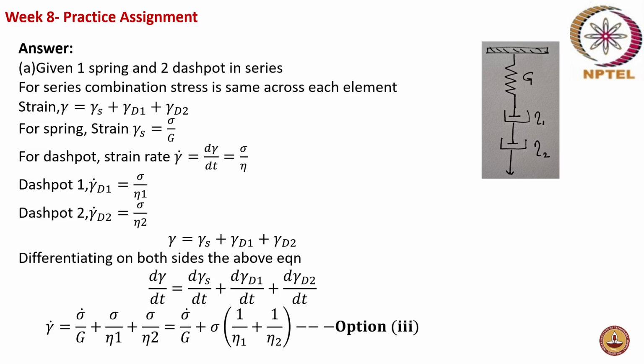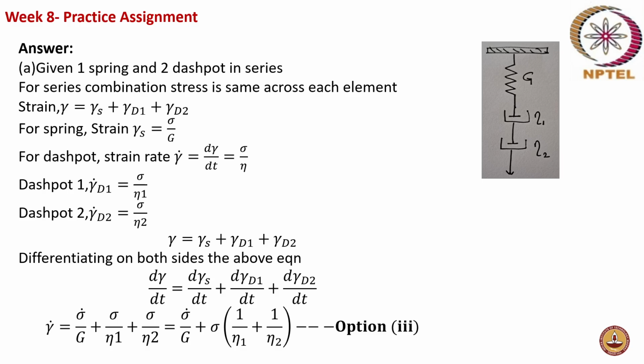So γ dot for the spring will be σ dot by G. For dashpots, you have the direct relations σ by η1 plus σ by η2. So you will get γ dot is equal to σ dot by G plus σ into 1 by η1 plus 1 by η2, which is nothing but your option 3. This is your constitutive relation.